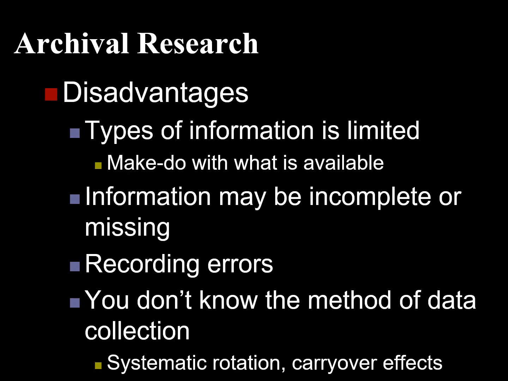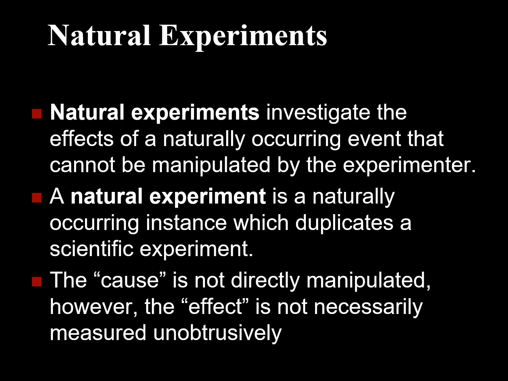Some of the disadvantages: the types of information are limited. You have to make do with what's available. Information may be incomplete or missing. Records may be missing and there might be errors. And you don't always know the method of data collection. There could have been carryover effects of the same people being studied over and over again. Is there a systematic rotation of who's being involved? Are there other confounds that aren't being accounted for in the data you're looking at?